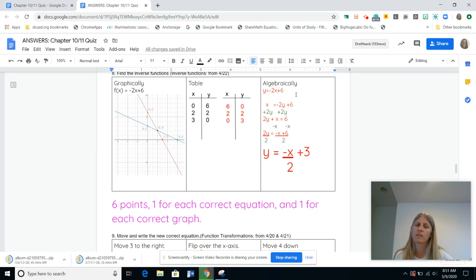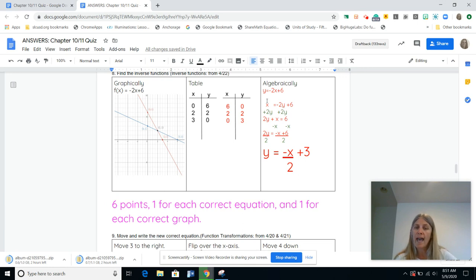The one that we're really focused on, this one's worth 2 points, is algebraically. So what we do to solve this problem is we simply switch out your x and your y. So this becomes x equals negative 2y plus 6. You're then going through and just solving for y to find your new equation.